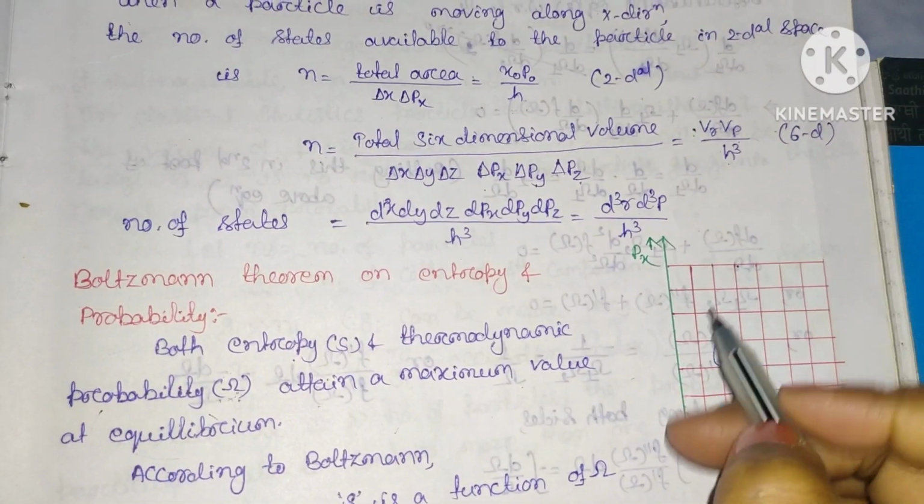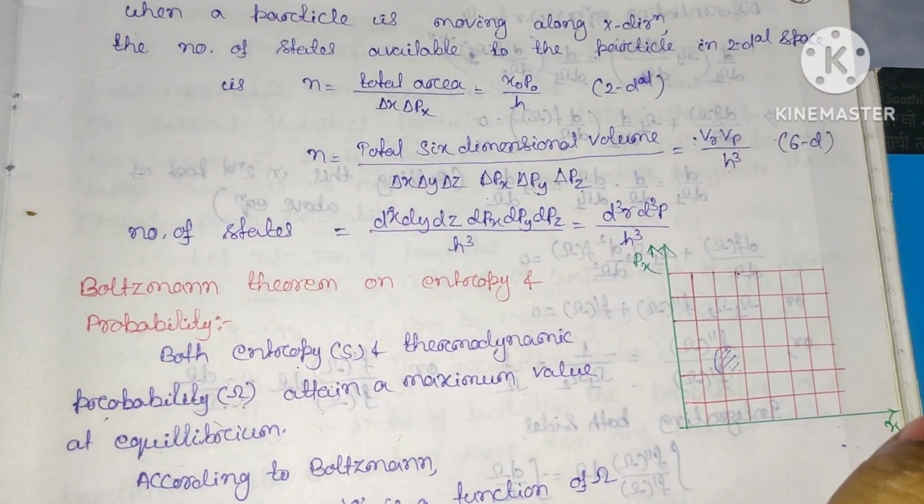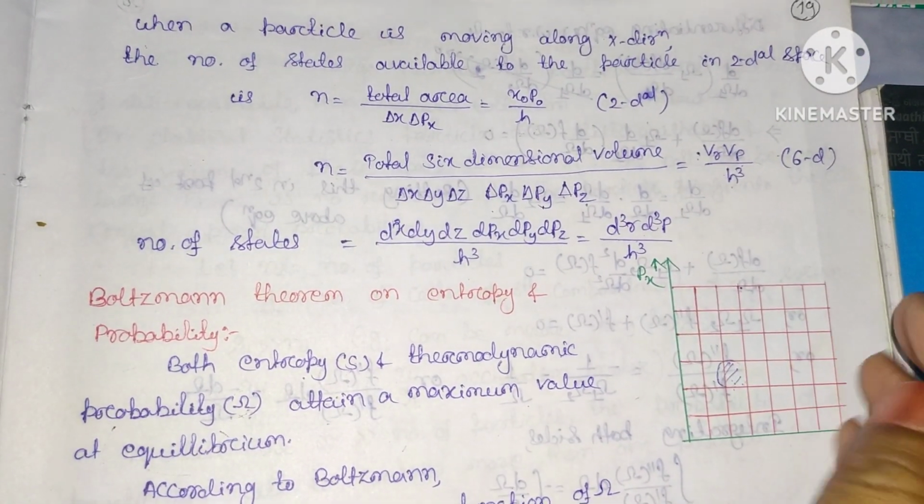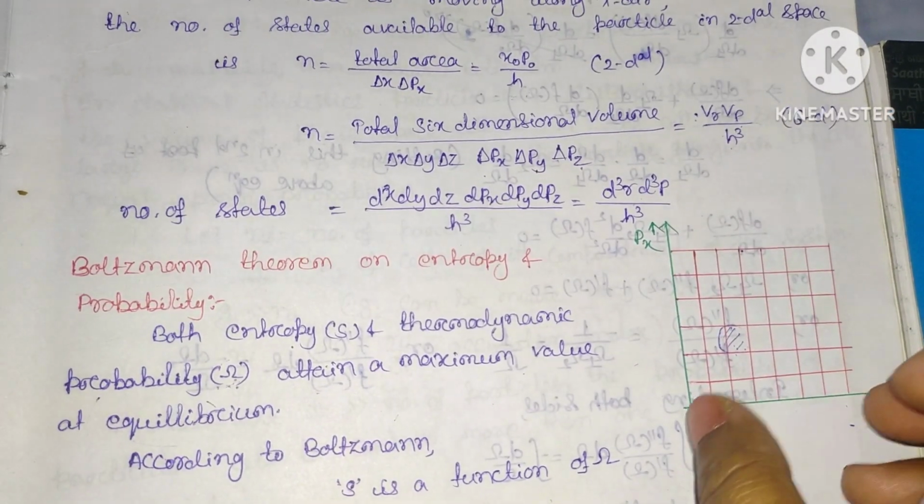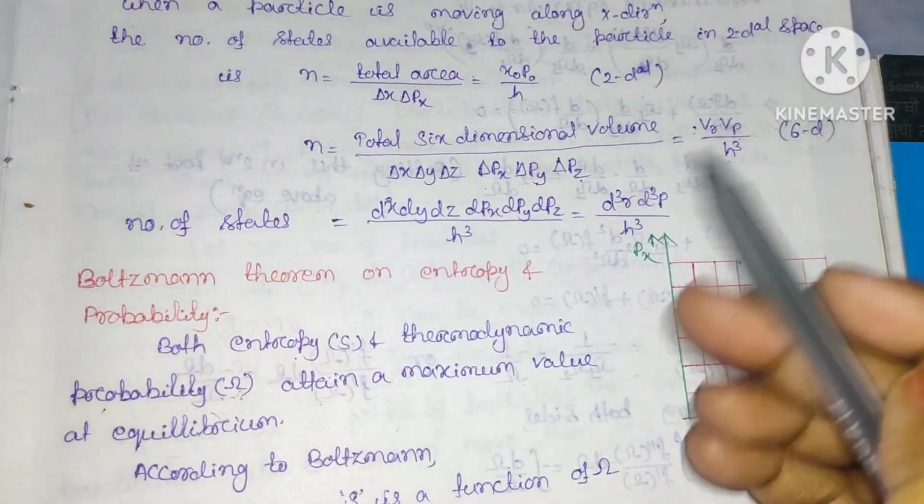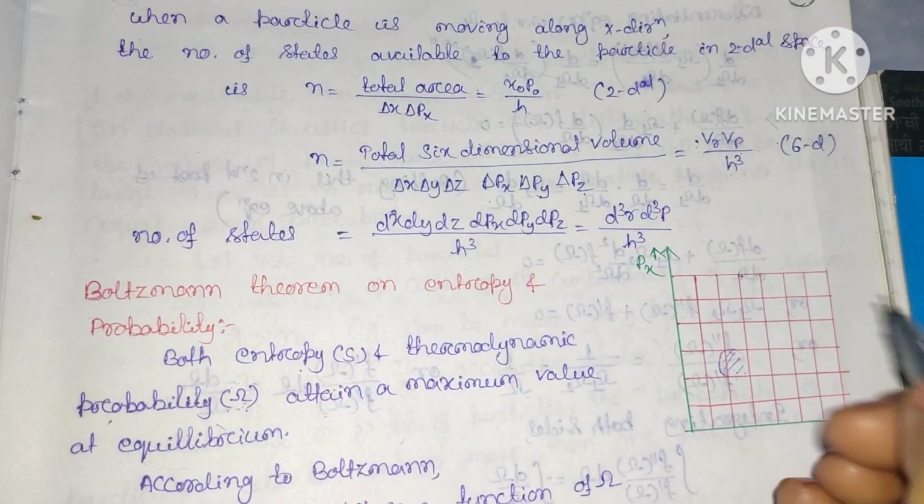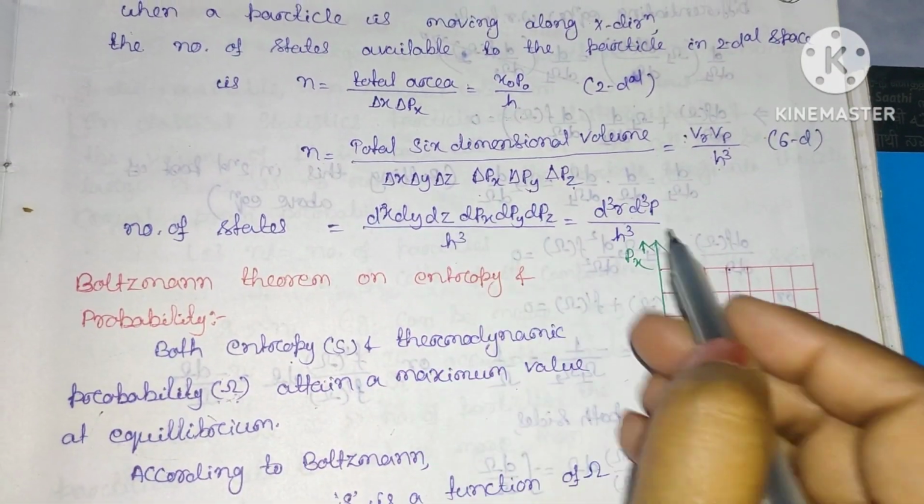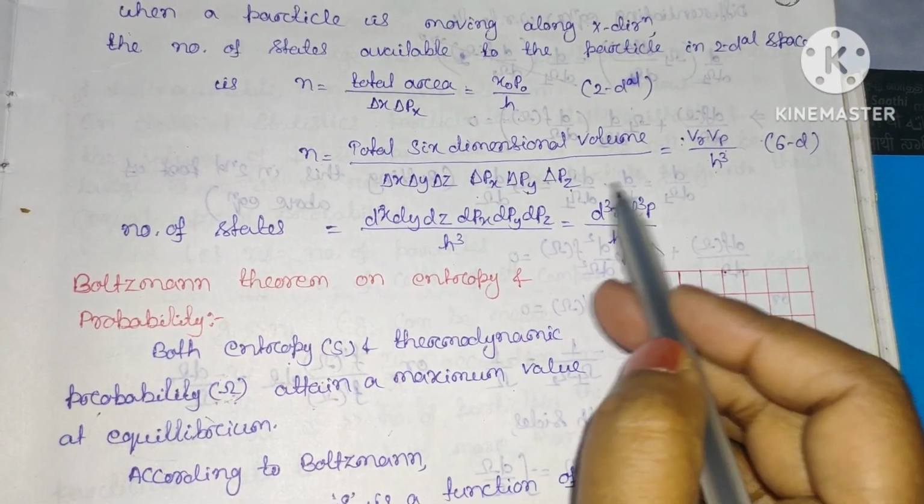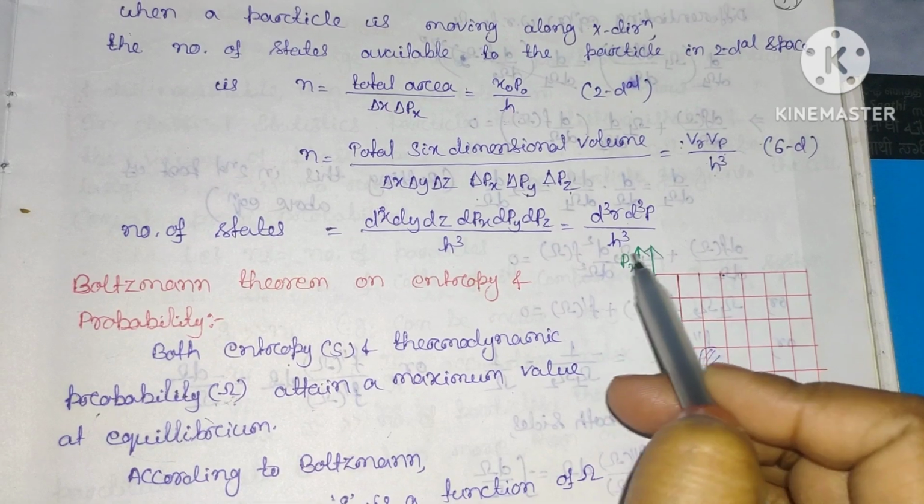This is the number of states. This is defining the number of states available to the particle. So if I am calculating for this three-dimensional space, this is my representation, or this is my value, dq_r dq_p divided by h cube.